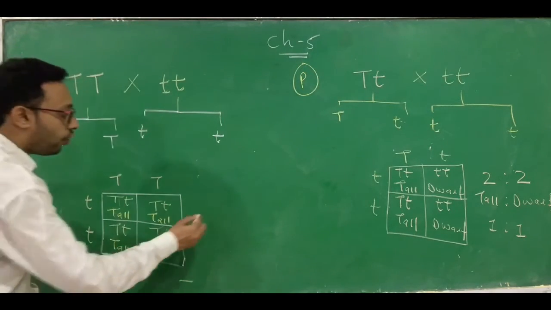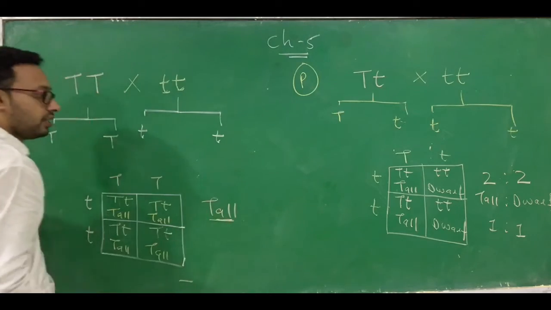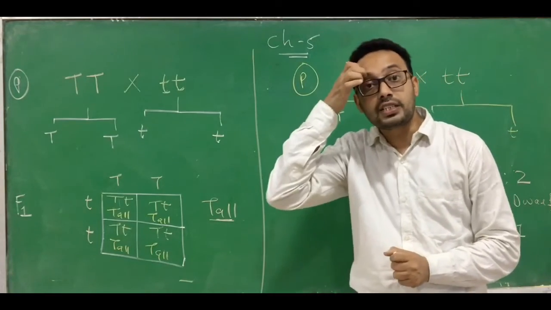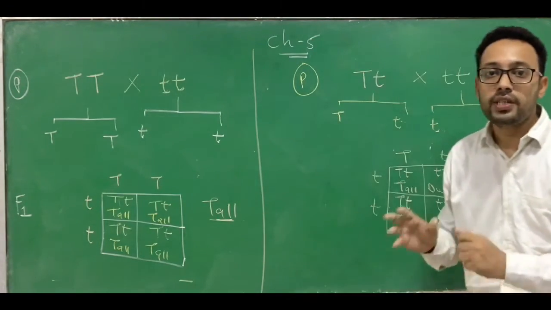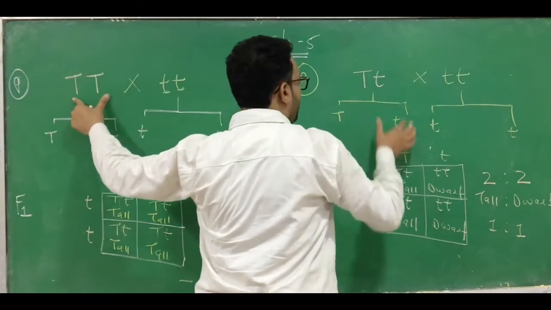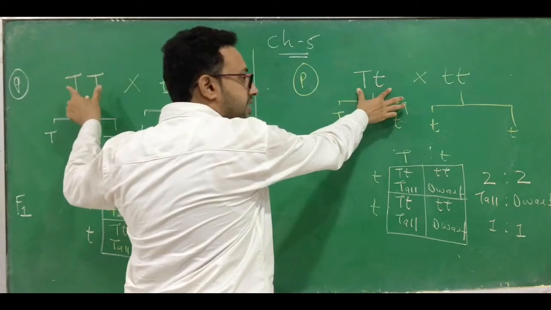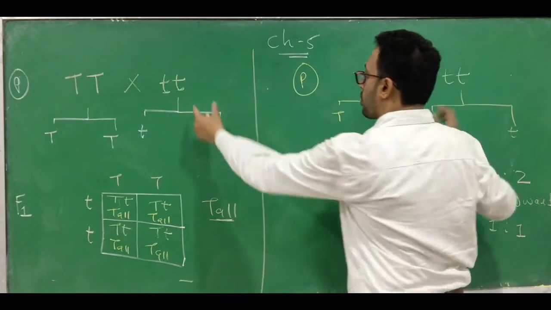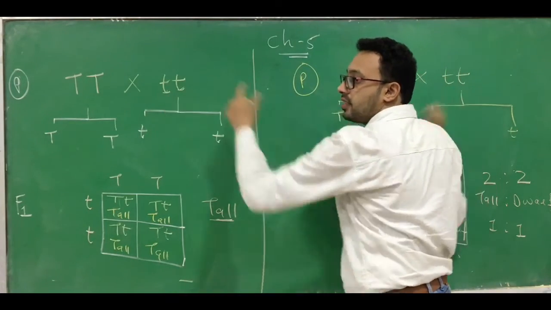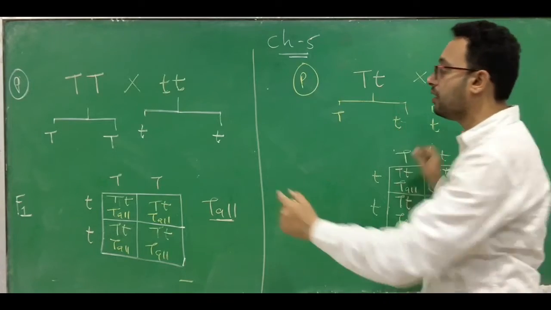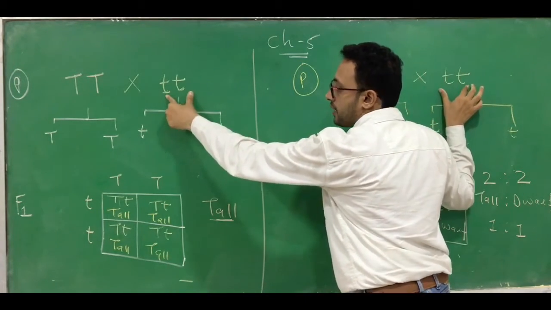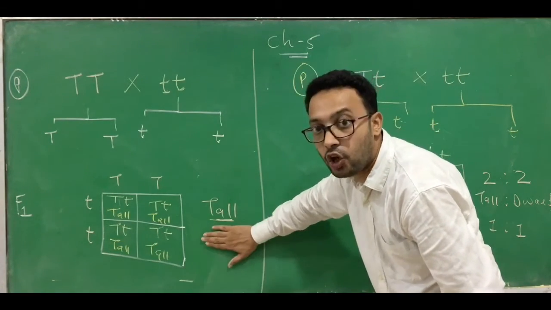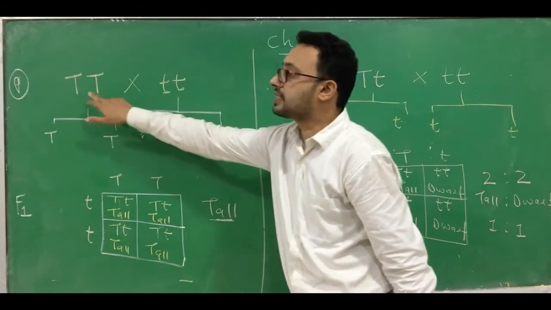But in the earlier case, if you see, all plants were tall. So this is a method that we call a test cross. So what is a test cross? If you want to determine whether it is a homozygous tall or heterozygous tall, whether it is capital T capital T or capital T small t, how can you differentiate? You have to cross it with a homozygous recessive plant. In both cases you are crossing with small t.